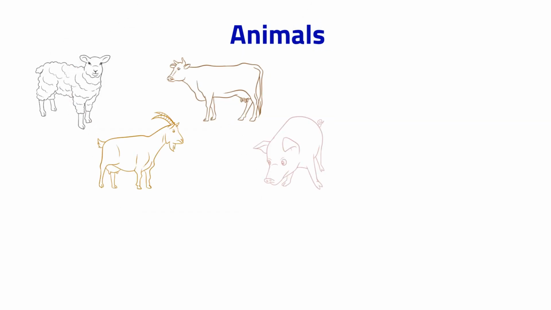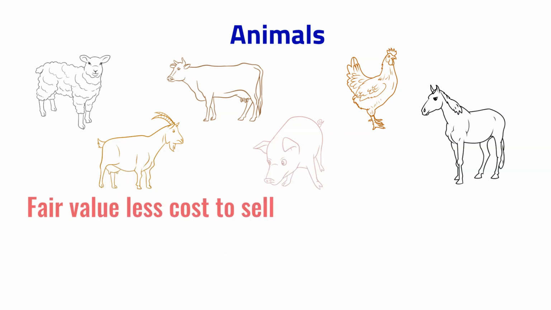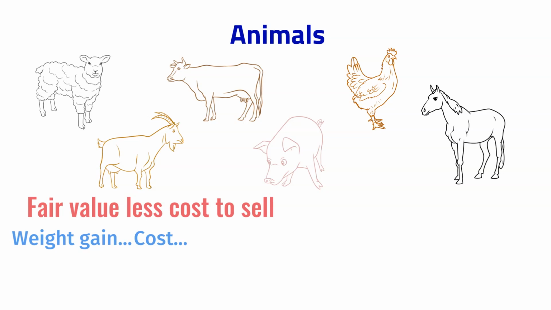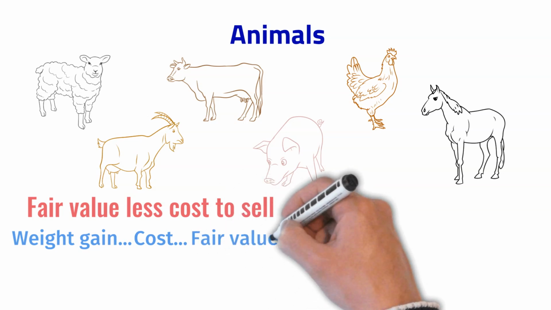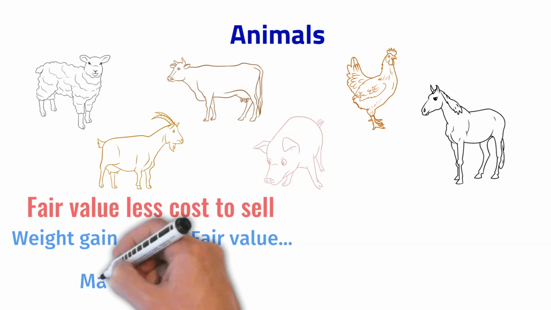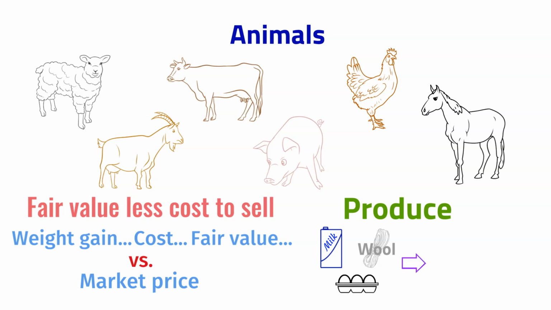Now let's talk a bit about animals. Animals, such as sheep and cattle, are biological assets measured at fair value less cost to sell. Lambs being born, weight gain, and market price changes create gains and losses through profit. When the animal is born, it has zero value. You invest into it, spend money on food, medicine, etc. And only in a few months, when you can assign value to this animal, you start measuring it at fair value. When you get milk or wool from an animal, this simply becomes inventory and is measured at cost, or net realizable value, if lower than cost.